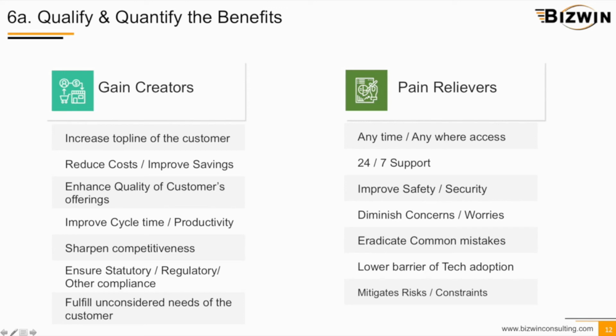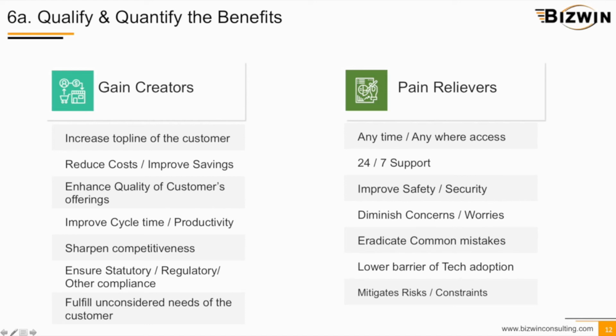Number 3, if it enhances the quality of my offerings. I have my product, I have my solution. If your product or solution is enabling me to improve the quality of my product, I'll be interested to hear more about your product or solution or service. Number 4 is, is it enabling me to sharpen the competitiveness? I am in a competitive space. Is your product or solution or service enabling me to become more competitive in my market? Then I can consider your product or solution.